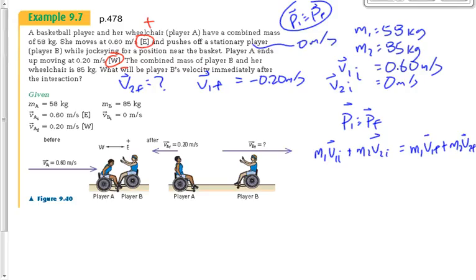Okay, does anything cancel there? Yep. M2 V2I. Okay, we're going to cross that off. Not canceling, right? Canceling means it can disappear from both sides. But yes, that does disappear. Bryce, tell me why that disappears. Good. Player number 2 in a wheelchair isn't moving before the collision takes place. So whatever M times 0 is. Good.